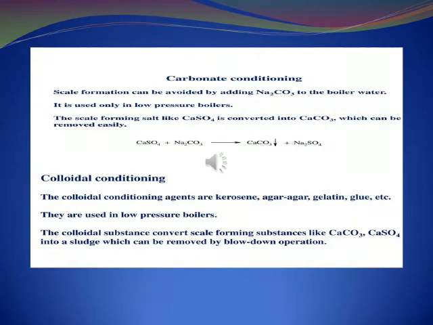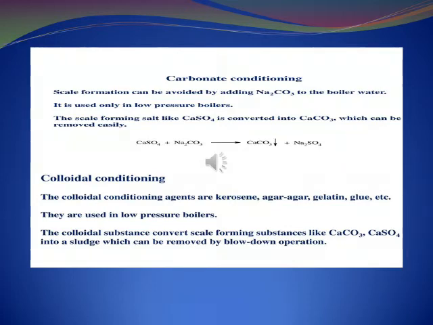Carbonate conditioning. Scale formation can be avoided by adding sodium carbonate to the boiler water. When sodium carbonate is added to the scale forming salt like calcium sulfate, calcium carbonate is formed which can be removed easily. It is used only in low pressure boilers.